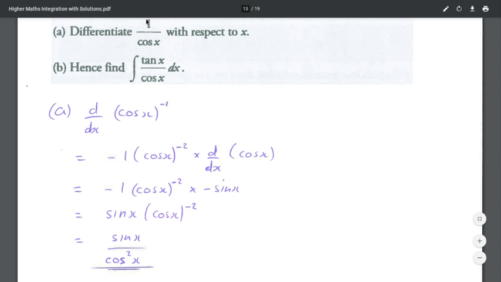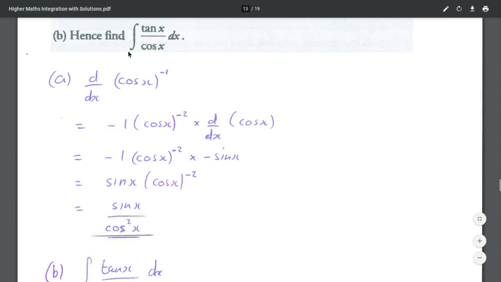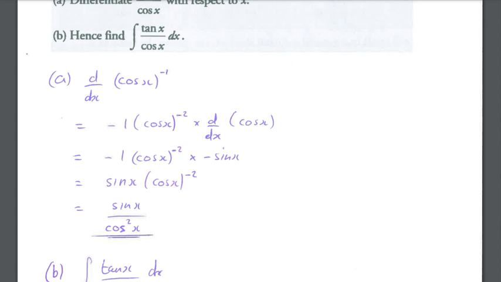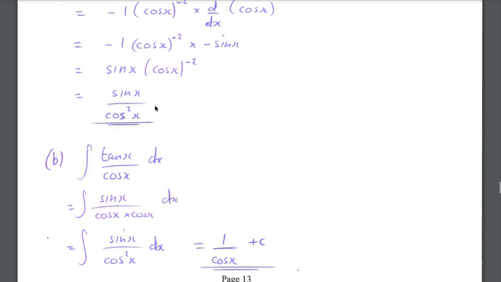When this cos x term comes up, we need to write that as bracket to the power negative 1, just like we're doing in the differentiation chapter. Hence, find the integral of tan x over cos x. Well, I don't have a tan. But if we remember from National 5, tan x is sine x over cos x, which is what I've got. So rewriting tan as sine over cos, the integral of tan x over cos x is the same as the integral of sine x over cos squared x dx.